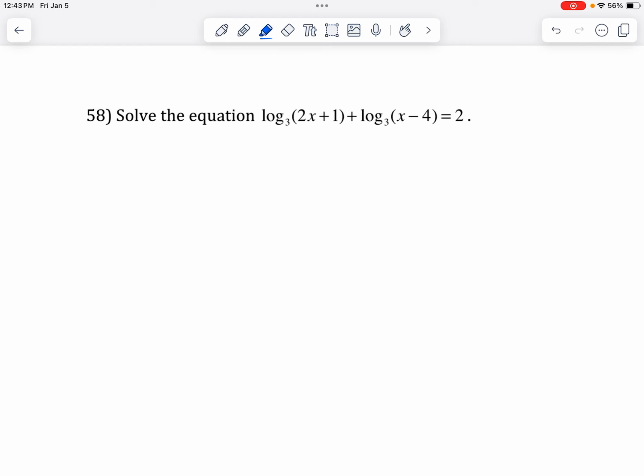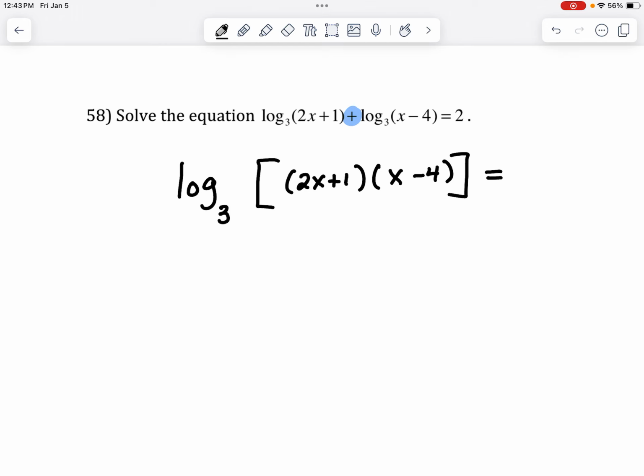The first thing to do is notice that this is the addition of two logarithms. So on the left side I could create this as one logarithm as long as you multiply the 2x plus 1 with the x minus 4. And for now the 2 can just sit there and wait.